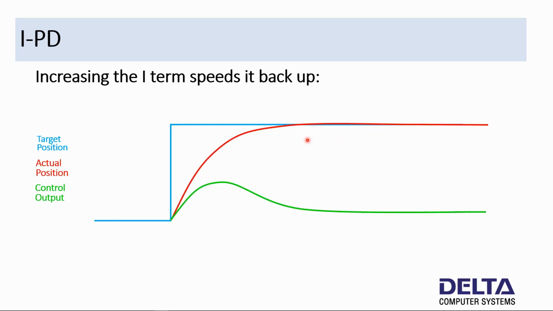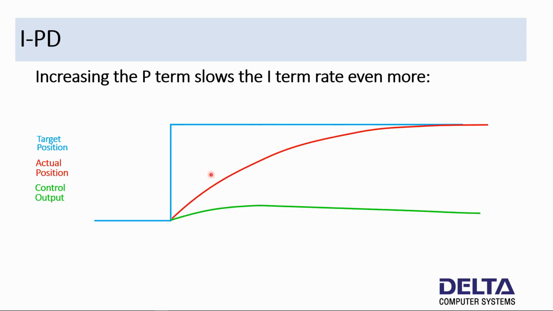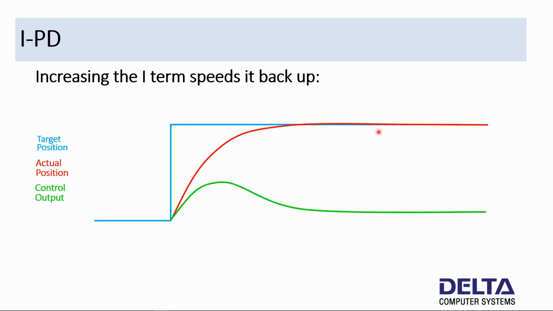Now, if we increase the I term, remember how I talked before, increasing the I term makes it rise faster and oscillate faster. So if we go back here where we increase the P term to slow down the I term more, and it takes longer to get in, to get faster, we increase the I term and then we get in there a little bit faster.